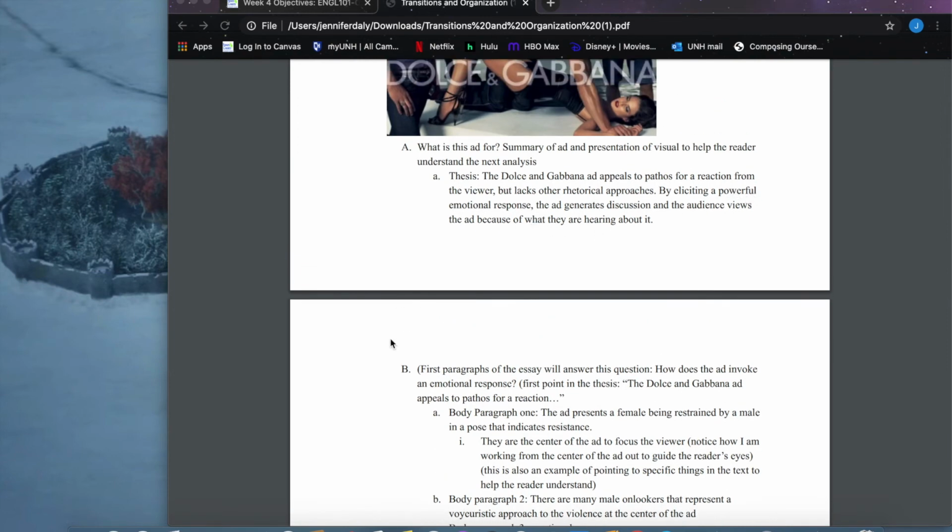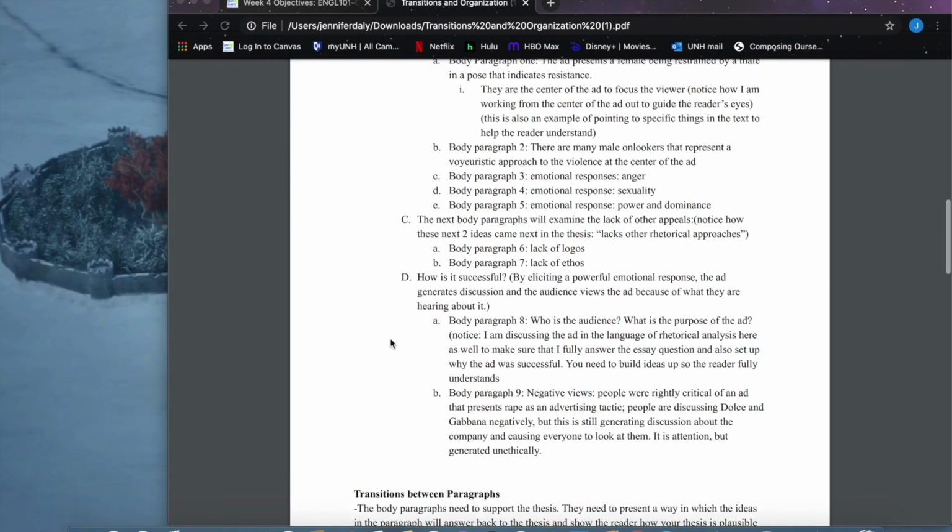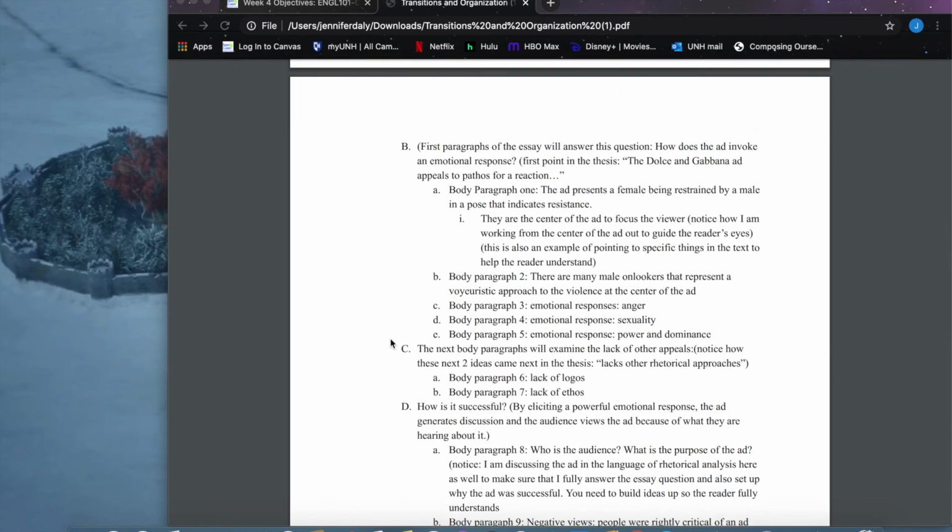Let's go back up to the thesis. Here we go. So you see how it's establishing that order in which ideas appear.